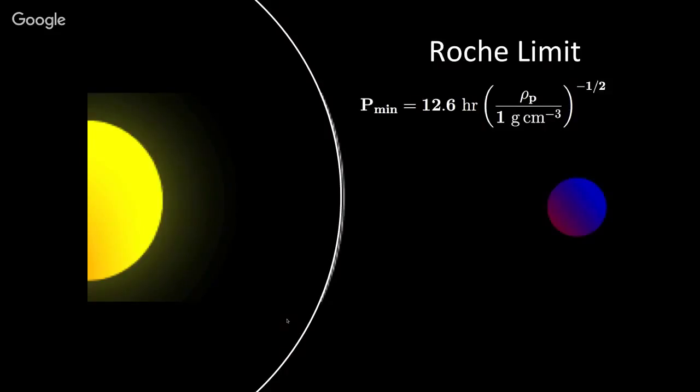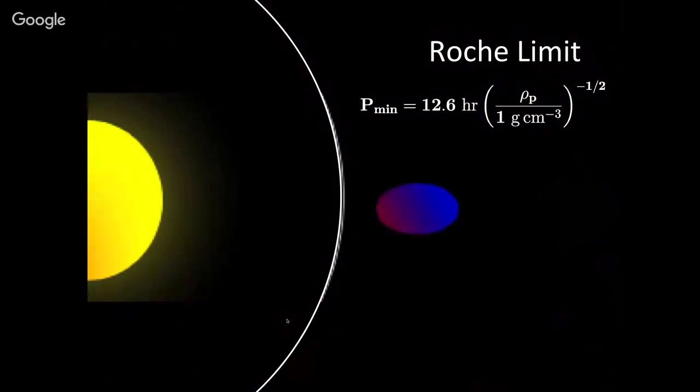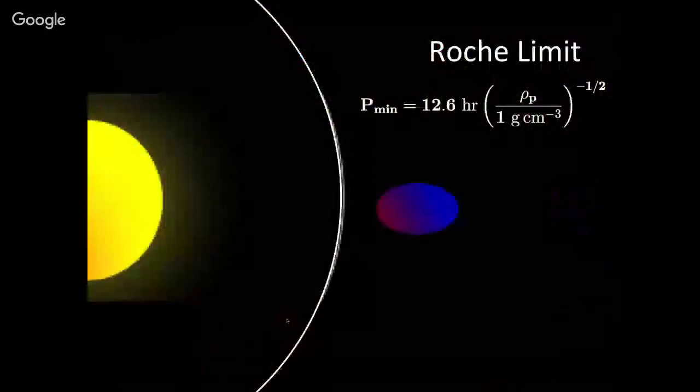So you might be familiar with the concept of the Roche limit from consideration of Saturn's rings, for example. But here we can apply it in this context of a rocky planet orbiting its host star. So now let's imagine that we bring a little rocky planet closer and closer in orbit to its host star.